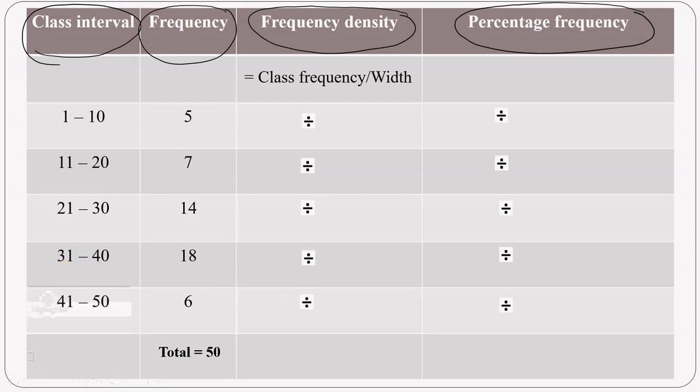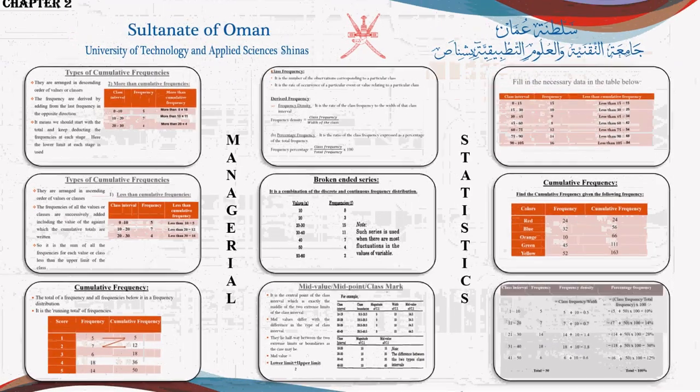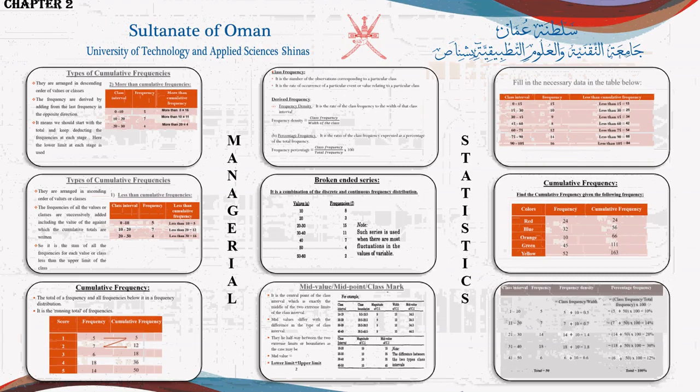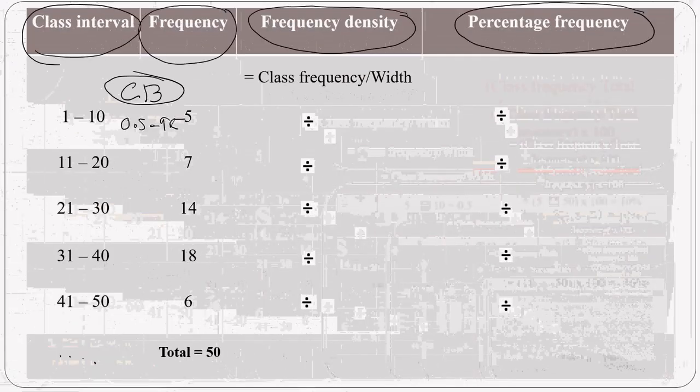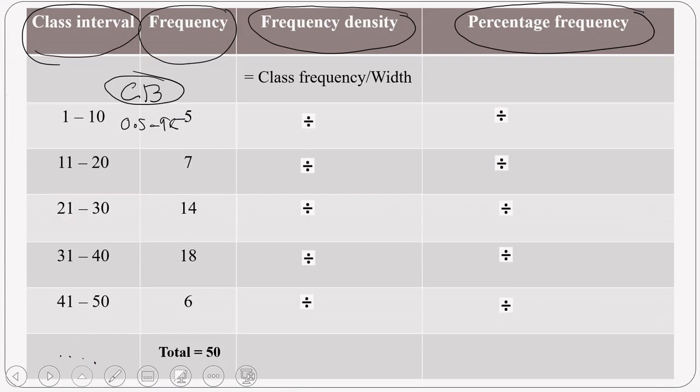Now class boundary, I am just writing CB, just for understanding purposes. If you know it clearly, you can do it directly, or else you can make one more column with regard to class boundary, and it can be done. So the lower limit, if I reduce 0.5, it will be 9.5. I don't know whether it is clear or not. Let me redo it once again. Sorry. Let me redo the problem once again for you.